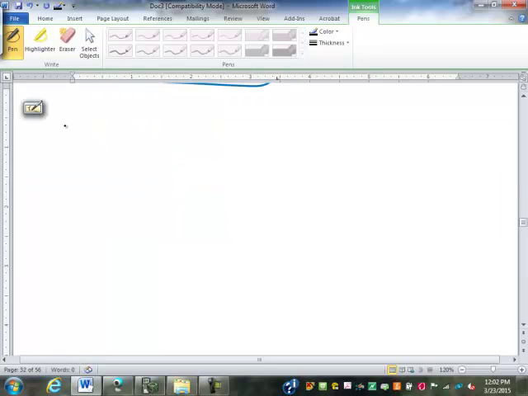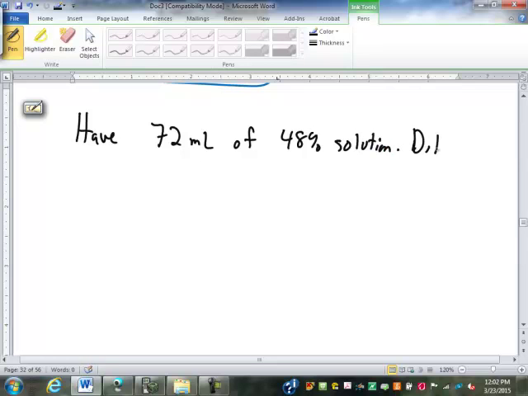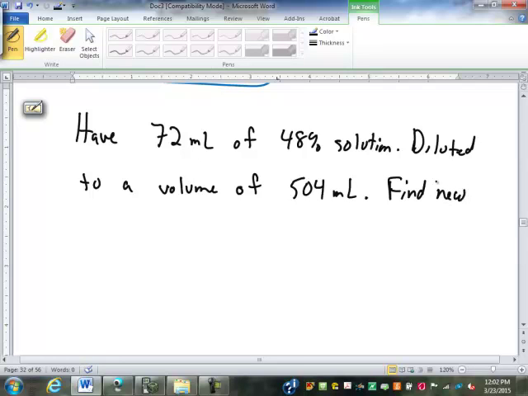Another way we could look at this is, let's say we have 72 milliliters of 48% solution. It is diluted to a volume of, let's go 504 milliliters. Find the new concentration.